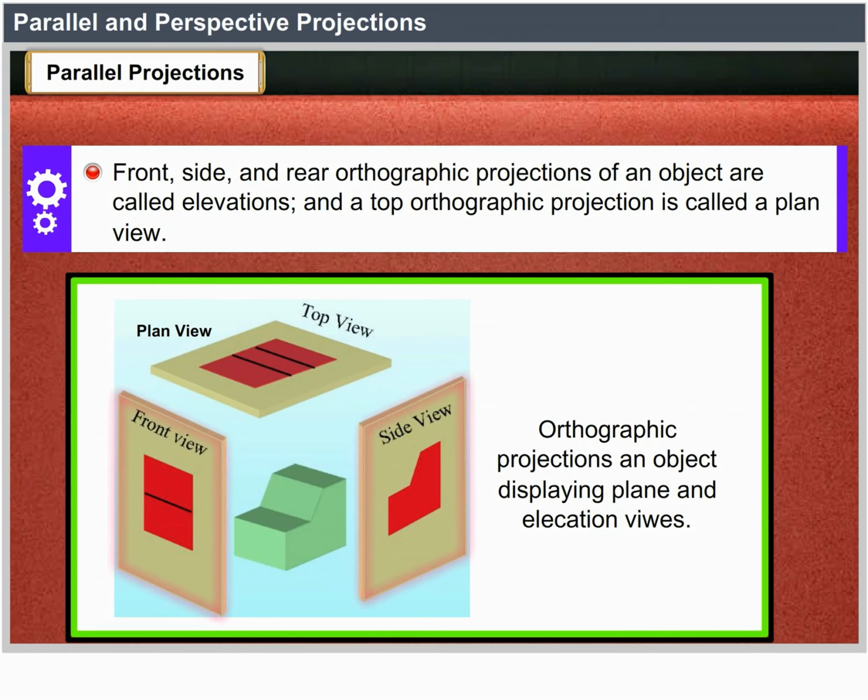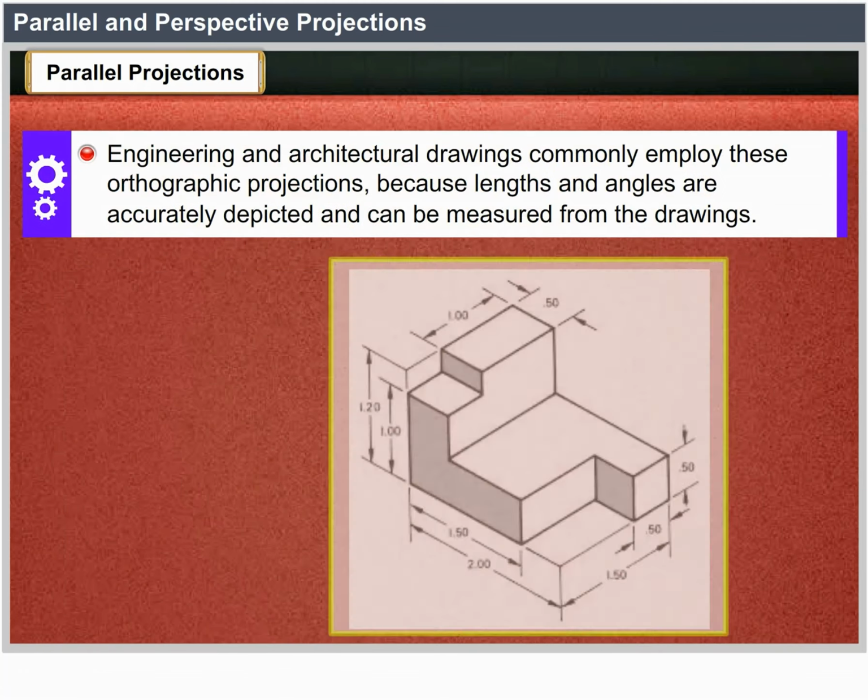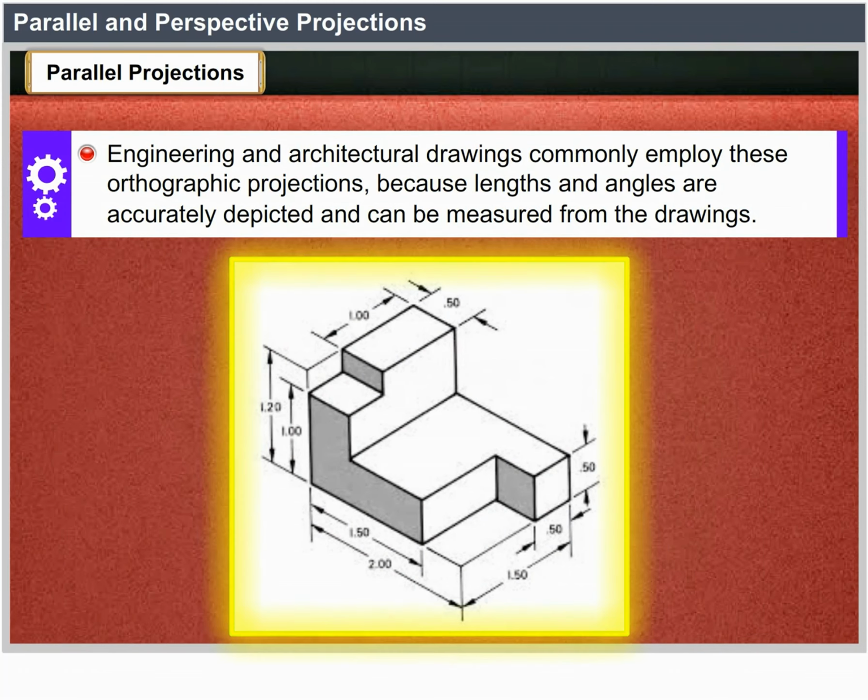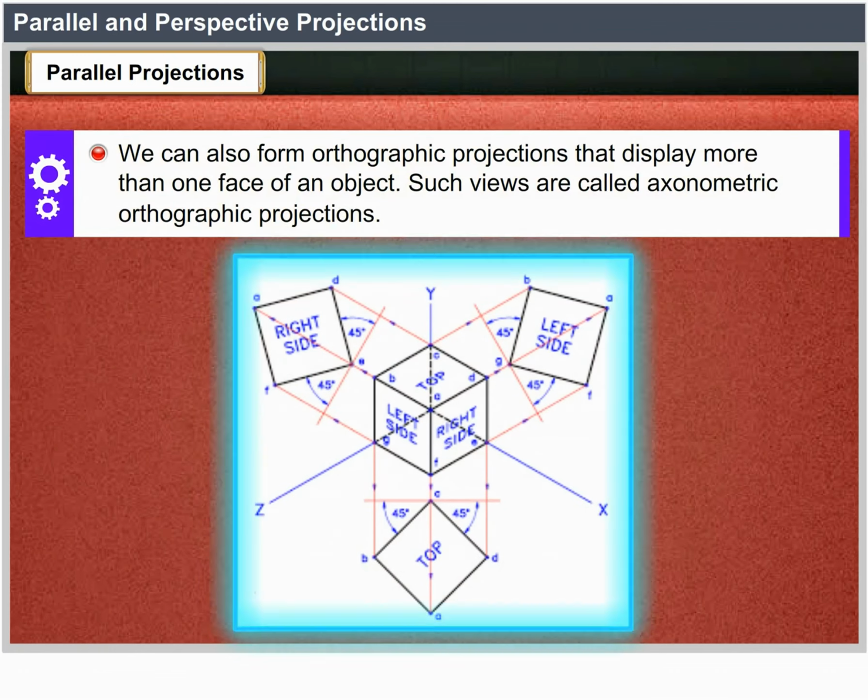Front, side and rear orthographic projections of an object are called elevations, and a top orthographic projection is called a plan view. Engineering and architectural drawings commonly employ these orthographic projections because lengths and angles are accurately depicted and can be measured from the drawings. We can also form orthographic projections that display more than one face of an object. Such views are called axonometric orthographic projections.